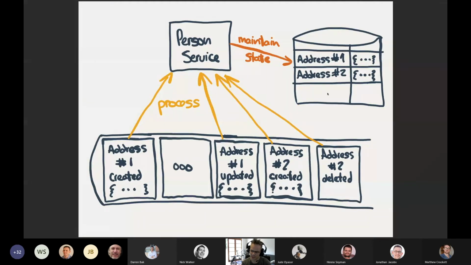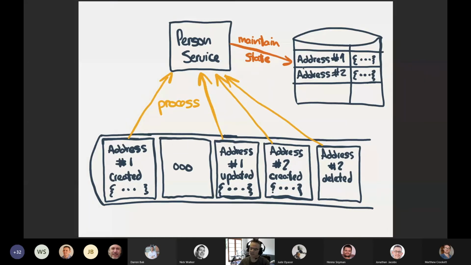Okay, so that makes sense. Address state can be manipulated like that. So how do services now fetch that state? Well, here's one way. It's actually quite simple. The person service, who needed addresses, is processing that event stream. Whenever he sees that an address is created, he would internally pick up that message and go, oh, look, a new address was created.